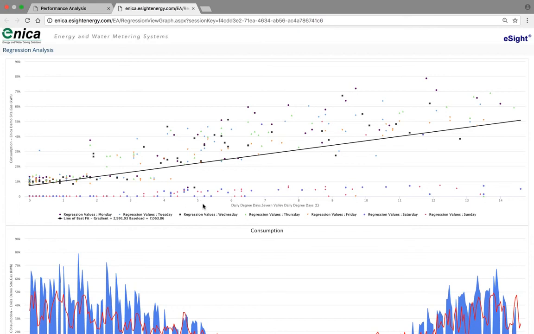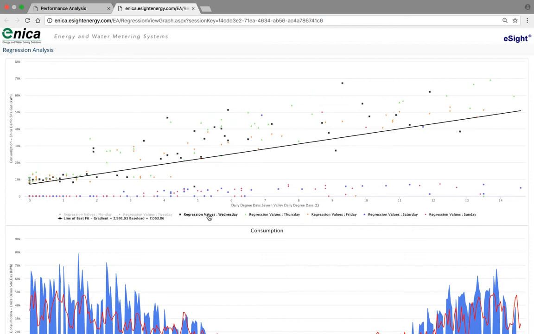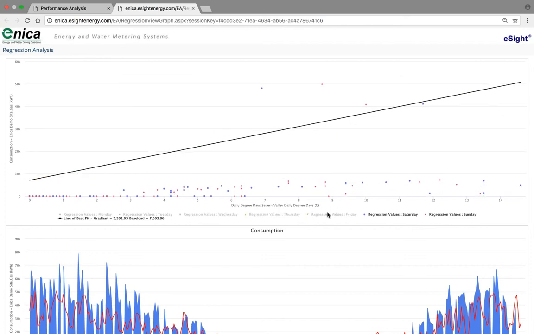Now on the axis along the bottom we've got weather, so colder up this end of the axis and warmer down in here. And then we've got the energy consumption going up this axis here. And you can see that within eSight we've now got the ability to actually turn on and off different days of the week, which is extremely useful for looking at patterns for certain days of the week.